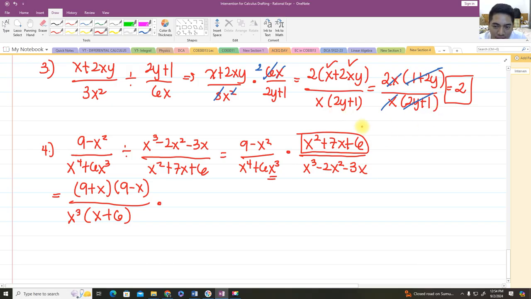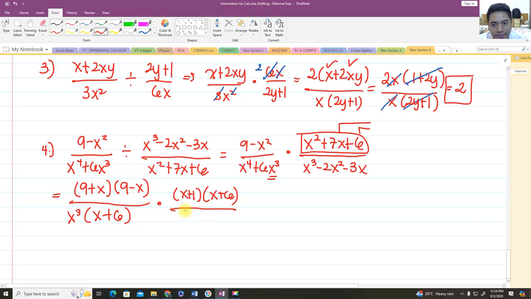So what two numbers, when we multiply, will be 6, but when we add, will be 7? Okay? So we're going to have 1 and 6. So you have x plus 1 and x plus 6. Positive 1 and positive 6. Multiply positive 1 with positive 6, that is 6. Add positive 1 and 6, that will be 7. So that will be the factored form.